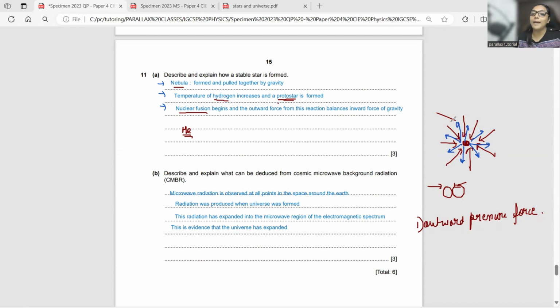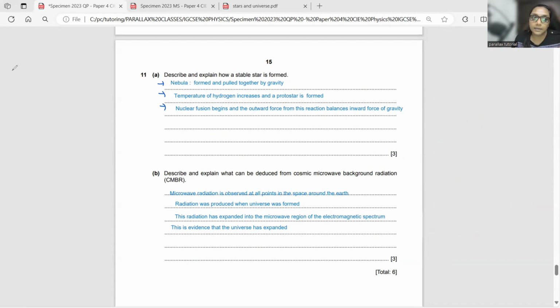Now, when the blue becomes equal to the red, that's when a stable star is formed. In other words, when the outward pressure force balances the force of gravity, which was the inward pull. They are still pulling, right? Because it's very massive, it's getting pulled towards the center. All the dust and gas in the star is getting pulled towards the center. When that inward force of gravity equals the outward pressure force, there is an equilibrium, and the star is called a stable star. Our sun is currently in that phase. So this is how a stable star is formed.